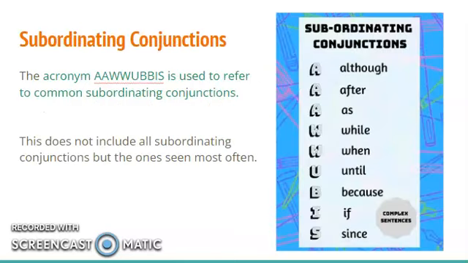So the acronym AWUBIS is used to refer to common subordinating conjunctions, and those are although, after, as, while, when, until, because, if, since. Those right there are all subordinating conjunctions. And this is not a complete list, but this gives you a lot of the subordinating conjunctions that you will need to know about, and that will help you in identifying complex sentences and writing complex sentences.